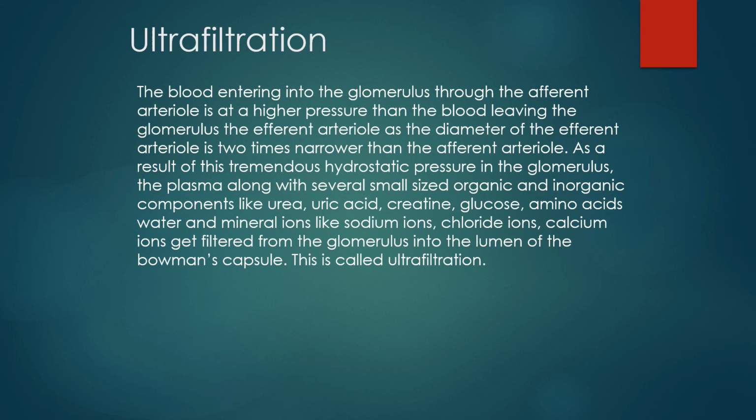And because of this, the plasma or the liquid part of the blood, along with various organic and inorganic components, get filtered from the blood in the glomerulus to the lumen of the Bowman's capsule. Now, what are the different organic and inorganic substances which get filtered? Organic substances like urea, uric acid, glucose, amino acid, creatine, and inorganic substances like water and mineral ions like sodium ions, chloride ions, and calcium ions. They all get filtered from the glomerulus into the lumen of the Bowman's capsule.